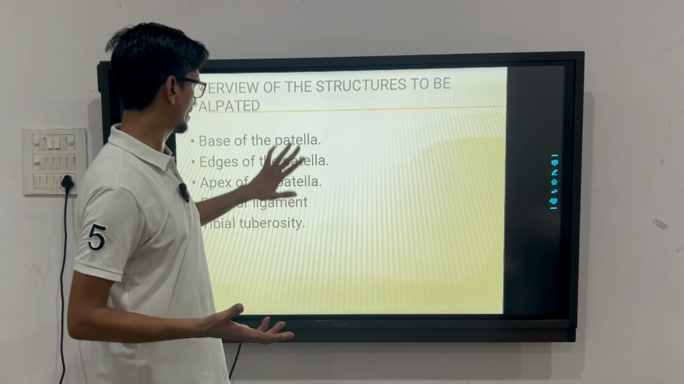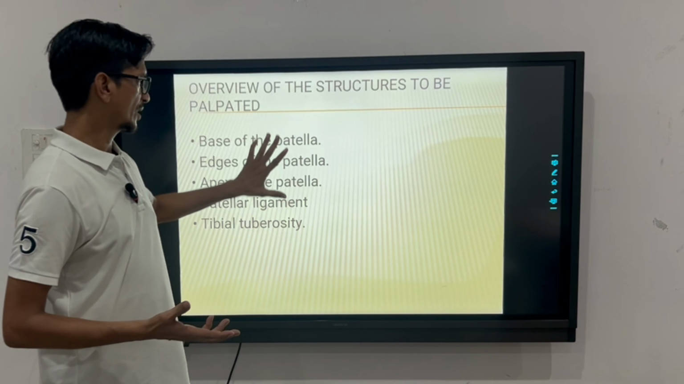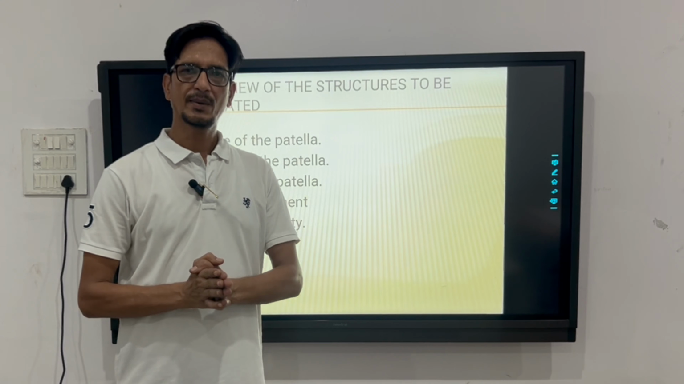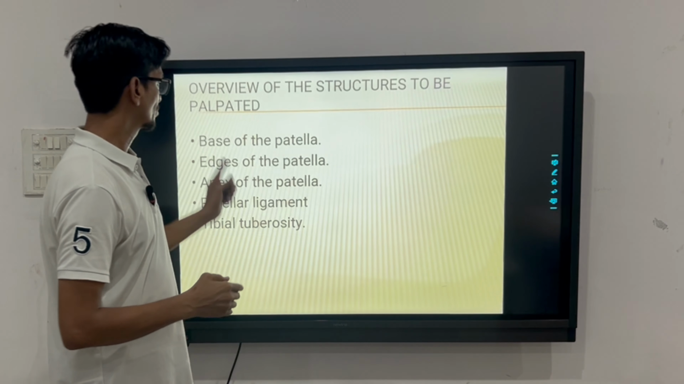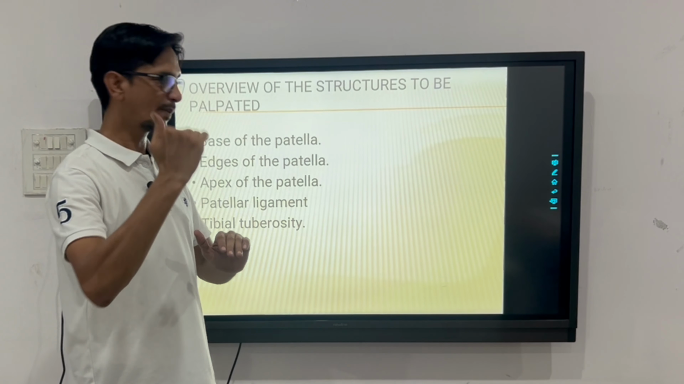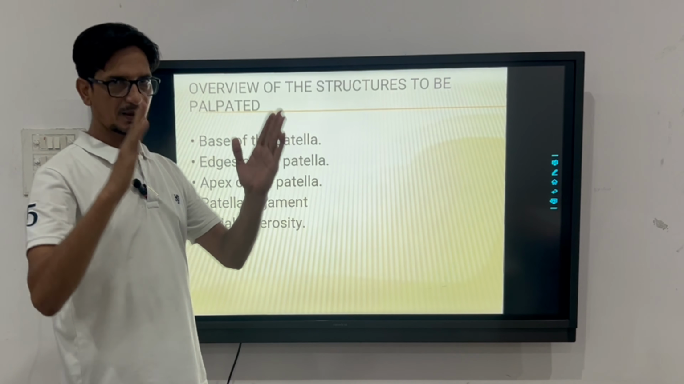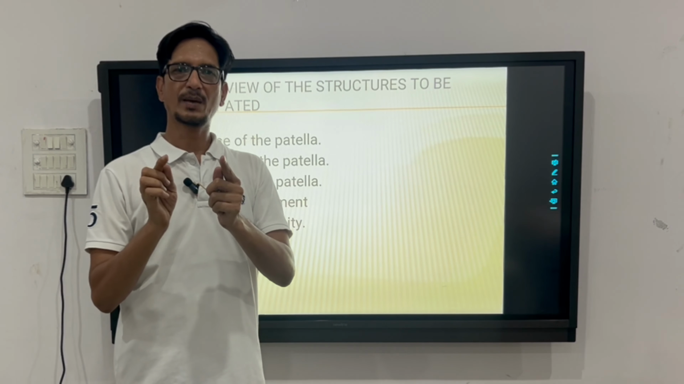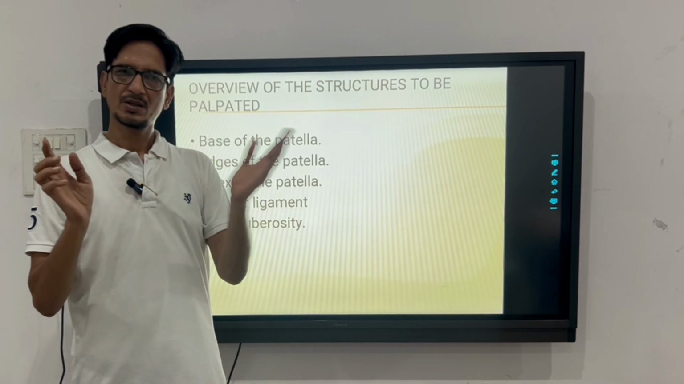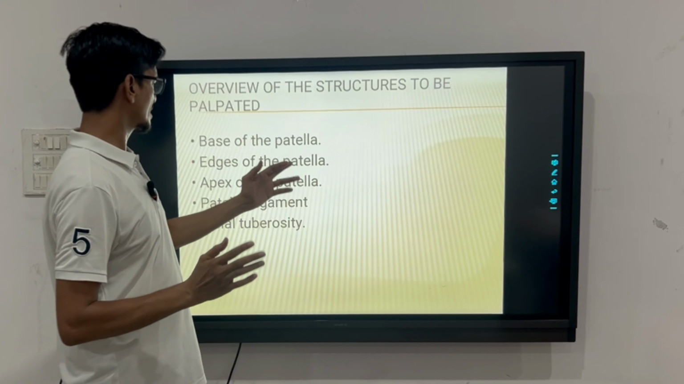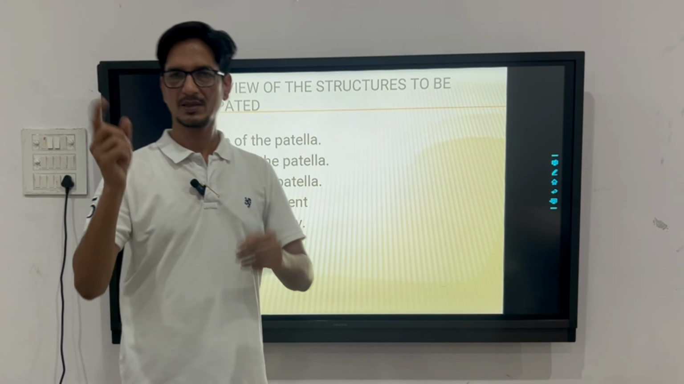So here on the anterior side you can see in these 5 landmarks, 3 landmarks are related to the patella. What are they? Base of patella, which is found proximally. Edges of patella, both sides, from the medial pole and from the lateral pole up to the apex of patella. So this is medial edge and lateral edge. Edges of patella. And next is apex.